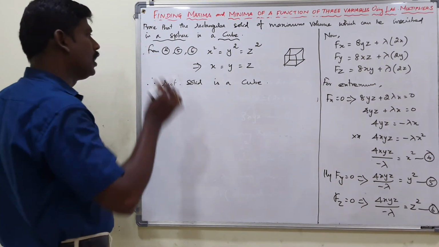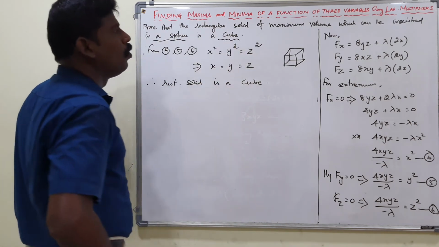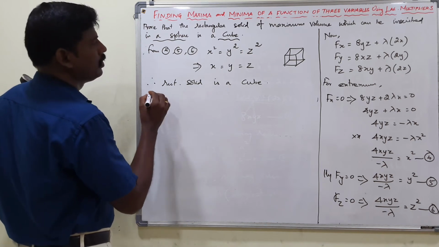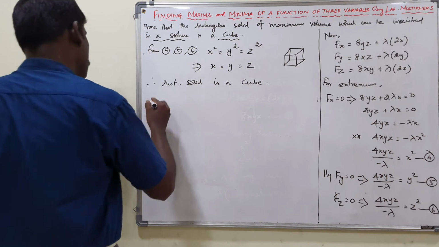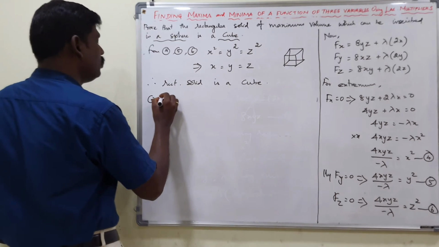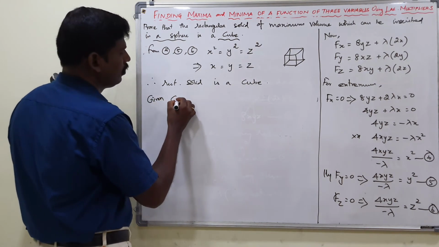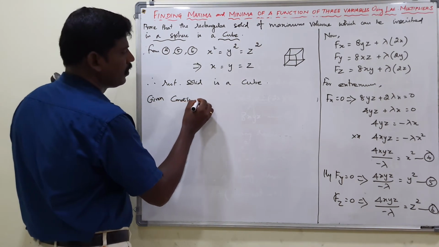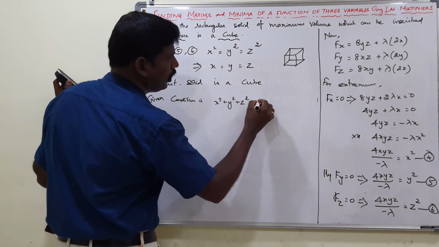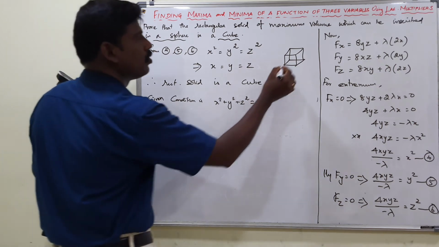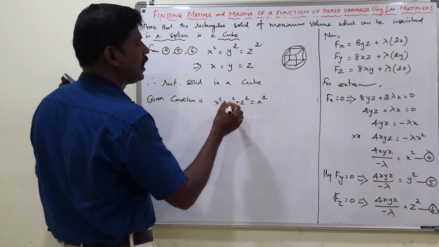Right? So x, y, z are equal. It becomes a cube. Now we want to find out the maximum volume of the cube. How can we take that maximum value? For maximum value, substitute this relationship into the given condition. What is the given condition? Given condition is x square plus y square plus z square equal to a square, isn't it? That cube is inscribed in a sphere. Okay, it satisfies that one, right?